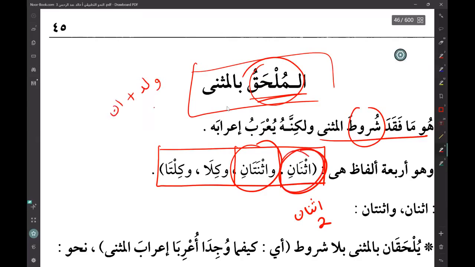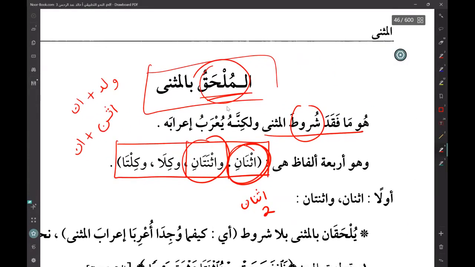For ithnan, there's no mufrad. There's no mufrad for dual. So we don't have a word like, say, ithun, where you add alif and noon. You understand? There's no such word. So that means this goes outside of the definition. For this one, there's not much to say, but they want to say that these 2 words are not part of the definition, but they definitely take the i'rab of the muthanna. So they are like muthanna, but not part of the definition. So their i'rab is the same.